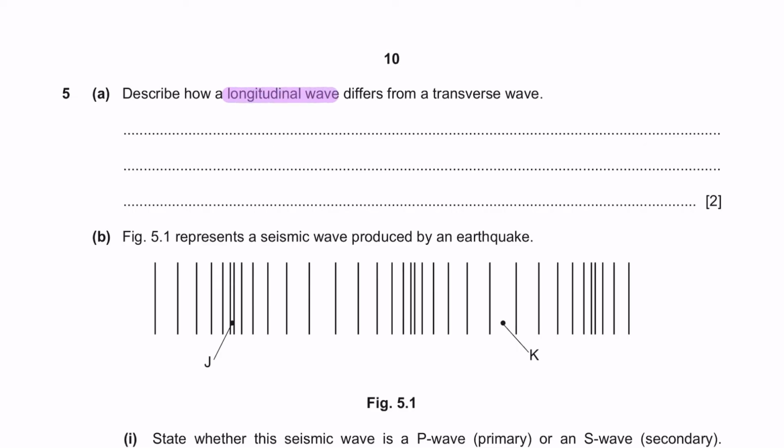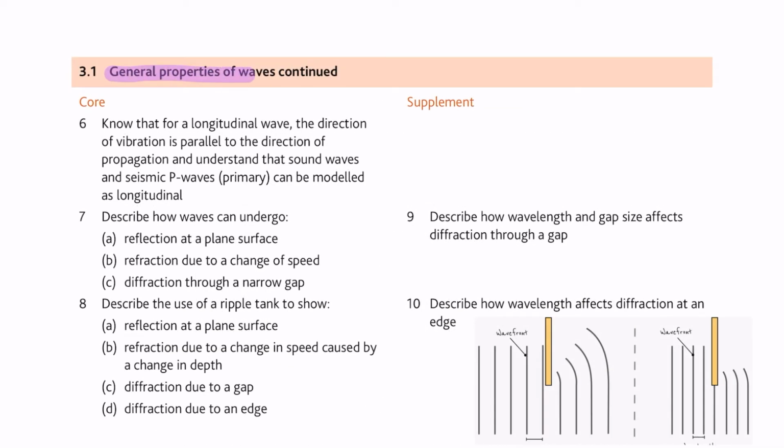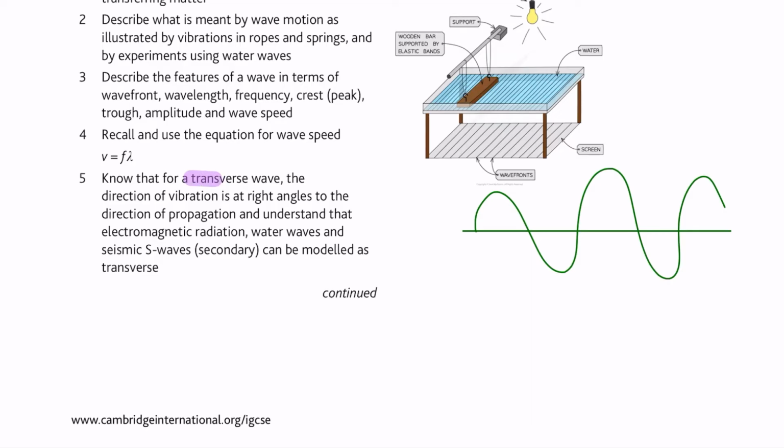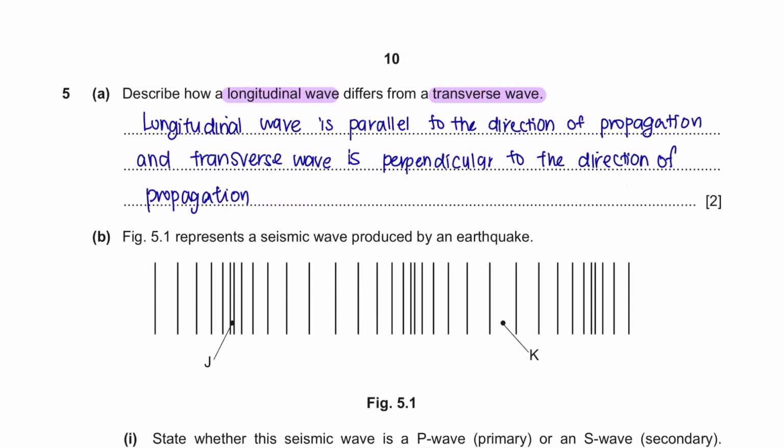Next, question 5, part A. Describe how a longitudinal wave differs from a transverse wave. You can check this on your course specification. It says that for a longitudinal wave, the direction of vibration is parallel to the direction of propagation. Whereas for a transverse wave, the direction of vibration is at right angles to the direction of propagation.